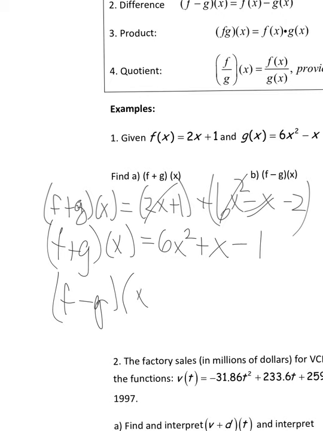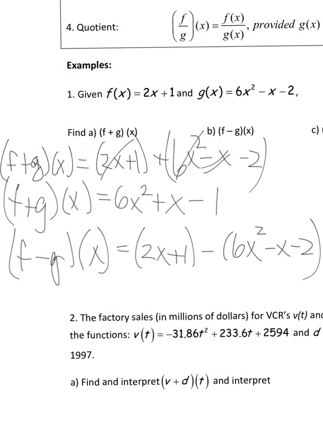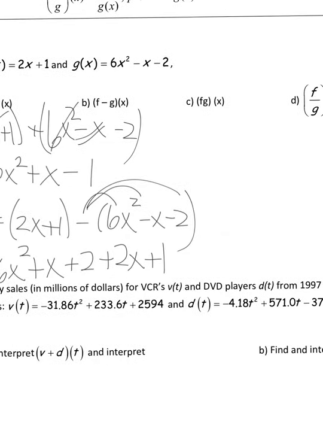which is right here, would be created by going 2x plus 1 minus 6x squared minus x minus 2. I'm just going to write an equal sign in the interest of time. So distribute the negative, combine like terms. So we get negative 6x squared plus x plus 2, and then that plus 2x plus 1. And then we combine like terms. We'd go below it, but I'm running out of room.